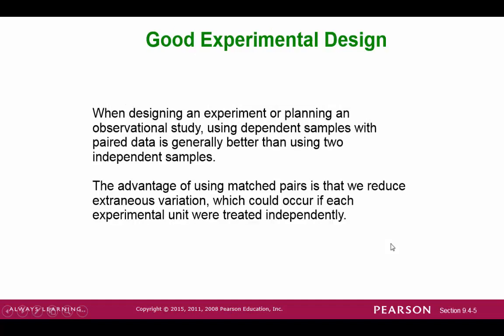Just a word on experimental design. When designing an experiment or planning an observational study, and we're using independent samples, we generally look at 2 independent samples. The advantage in using matched pairs is that we can reduce the extraneous variations that could occur if we were to look at them independently.